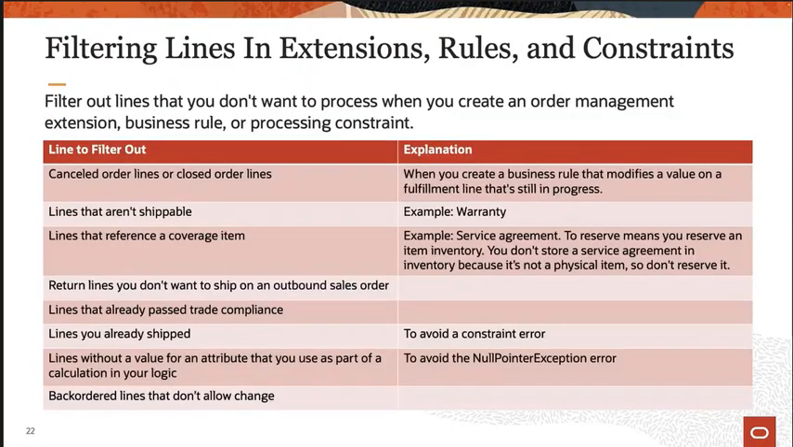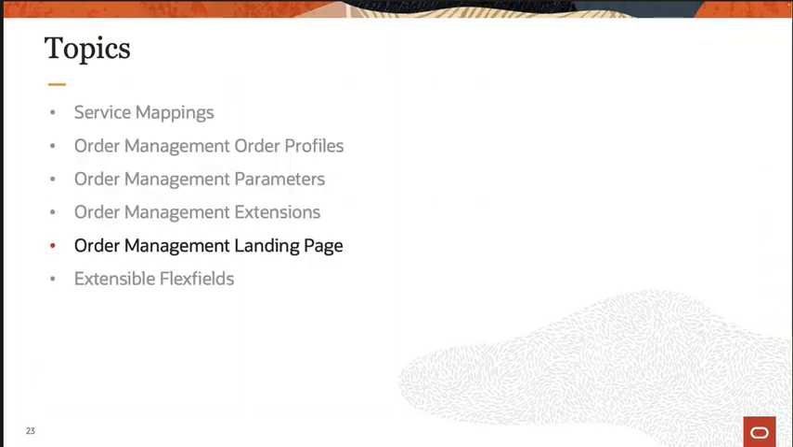When you're setting up an order management extension, business rule, or processing constraint, you can filter out any order lines that you don't want to include in the process. This gives you more control over which lines are affected by your custom logic or rules. Note the various types of lines that are filterable, such as canceled or closed lines, non-shippable lines, return lines, and others. Next, we'll explore the order management landing page.